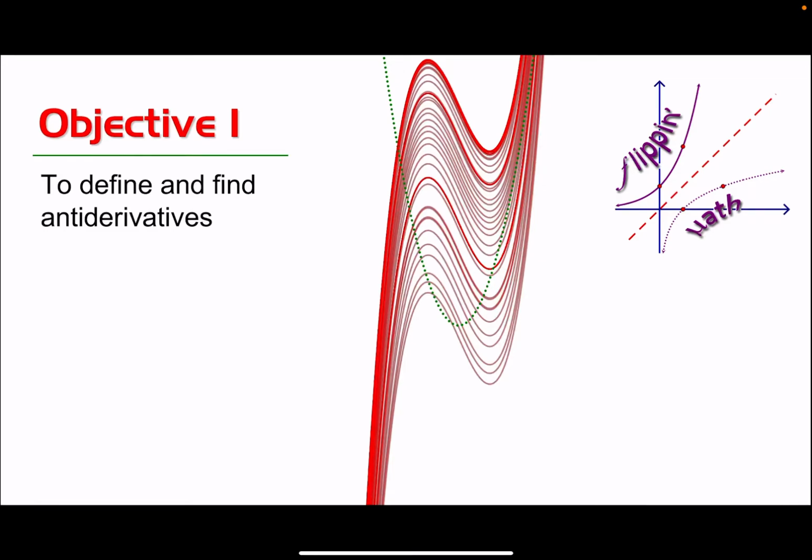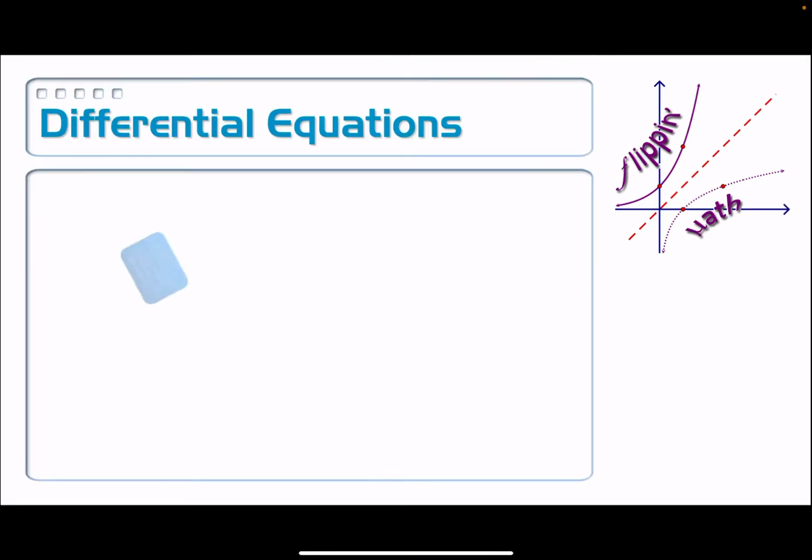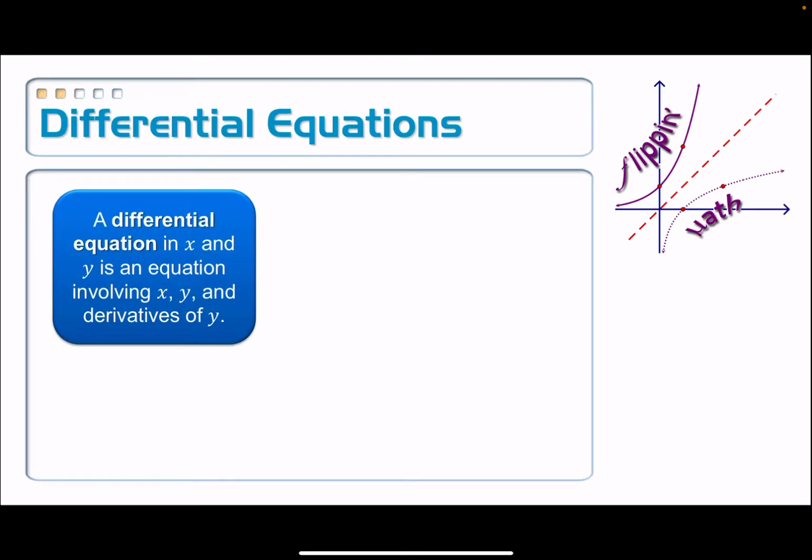All right, we were just talking about this process of finding an antiderivative, so let's formally define what all of that is about. We're starting with a differential equation, which is probably something you've heard before and have definitely already seen. A differential equation in x's and y's is just an equation that has x's, y's, and derivatives of y's within it. Every single time we've taken a derivative, we have just made a differential equation, right?